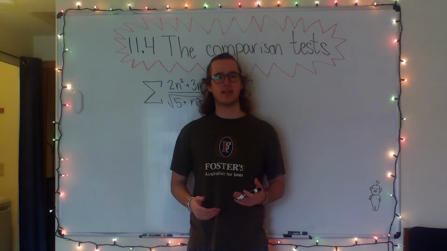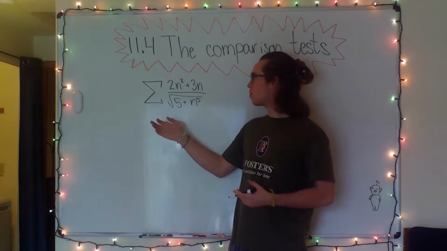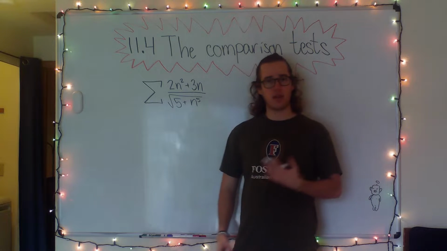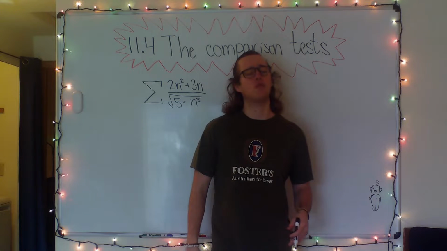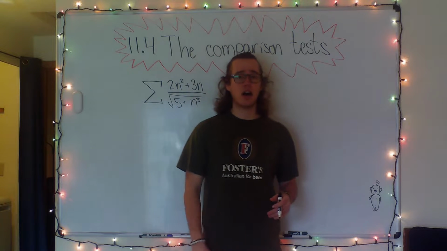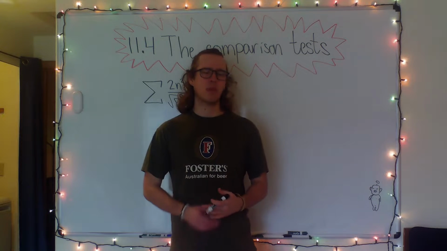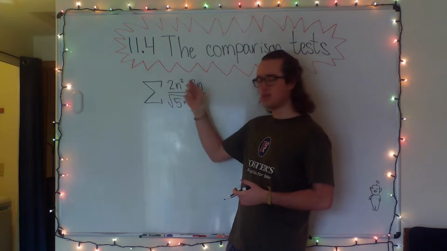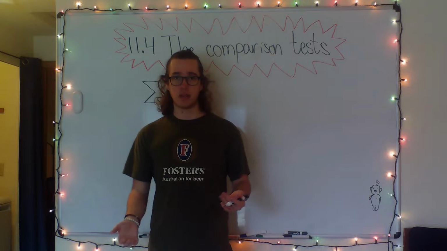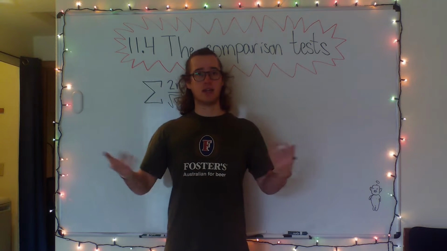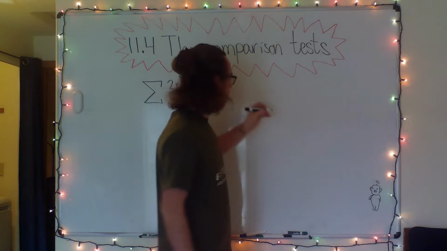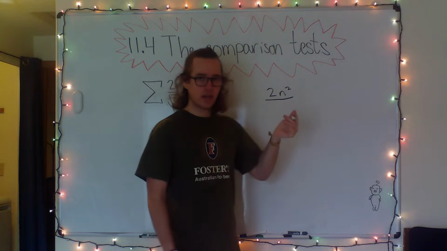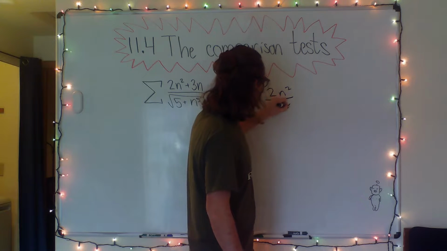To see the limit comparison test in practice, we have the series, the sum from 1 to infinity of 2n squared plus 3n all over the square root of 5 plus n to the 5th. And we're like, that's an ugly series. Okay, well, we know we have the limit comparison test. So let's just take the dominant terms from the numerator and denominator. What do you mean by dominant terms? Well, the terms that have the biggest exponents. So let's just take 2n squared over, well, the square root of n to the 5th, which is n to the 5 halves.